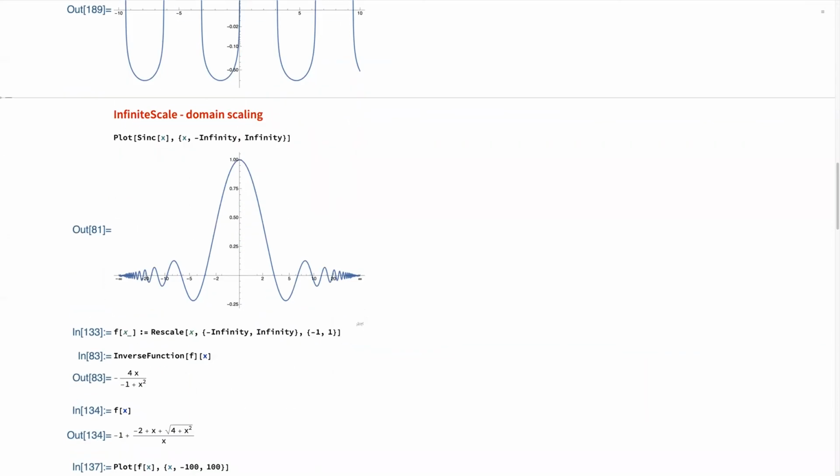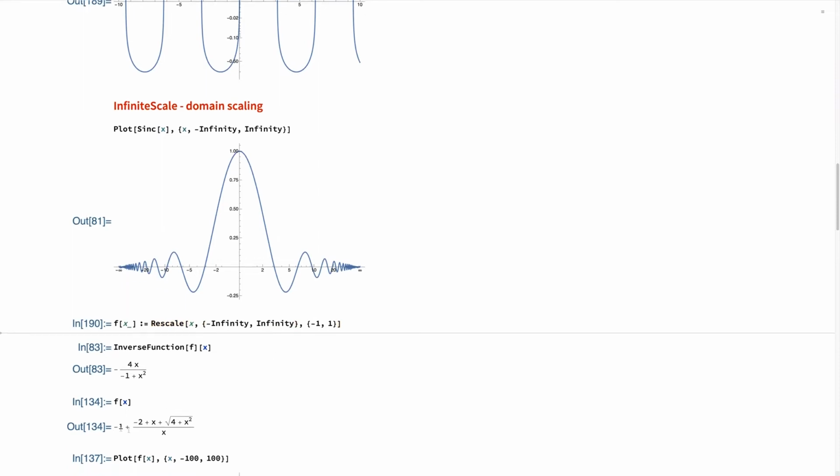So how does it work? The function that we are using to rescale this, to do the transformation, is Rescale. Rescale has a special handling of infinity. We are trying to scale the original domain, which is -infinity to infinity, to -1 to 1. And how it looks is here. So this is f of x -1, and this is a function here. To find its inverse function, we can just use the system inverse function. Then this is our inverse function.